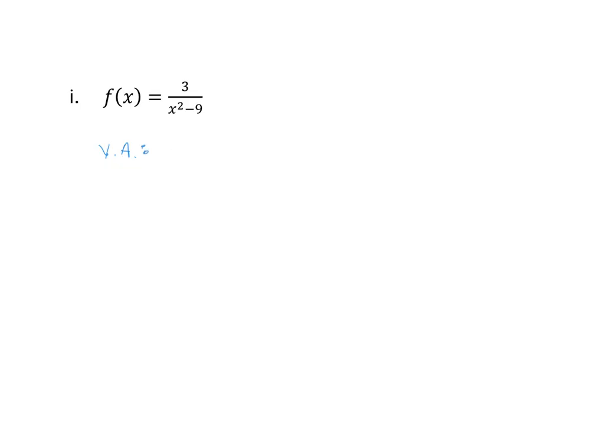Vertical asymptotes, we want our denominator equal to 0. If we do this, we get x squared minus 9 equals 0. We can do square root property, get x squared equals 9, and we get x equals plus or minus 3. Remember that because these are equations, we are going to separate them.